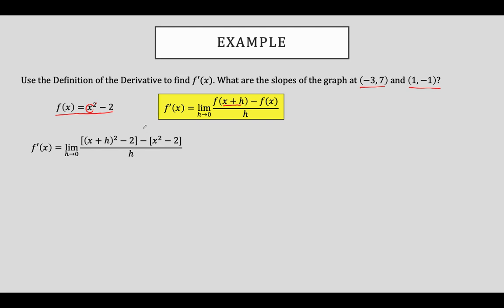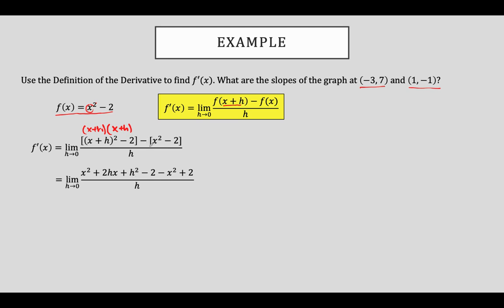So let's do out some algebra to begin to simplify this. Let's expand x plus h quantity squared. Remember, that means x plus h times x plus h. And if we FOIL and use the distributive property of multiplication, that gives us x squared plus 2hx plus h squared.